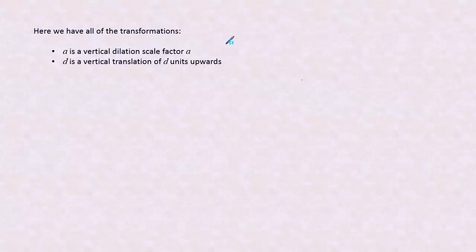So it's worth noting here that these two are to do with the vertical. So they'll only affect the y-coords. The x-coords will not be affected, so the graph won't move this way, and there'll be no dilation horizontally.